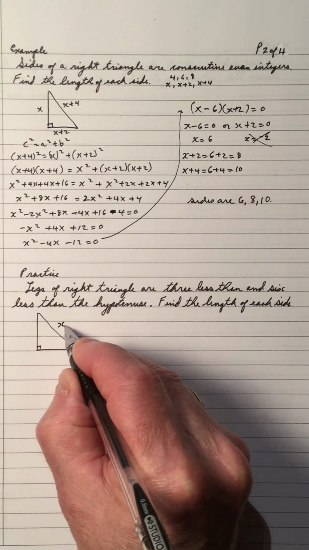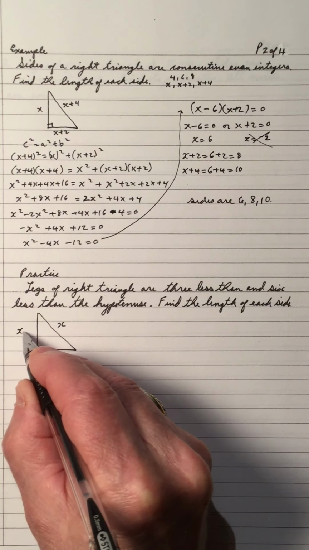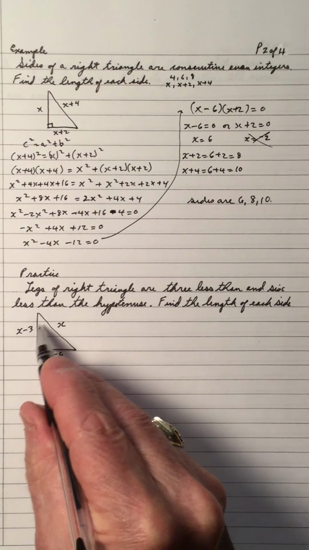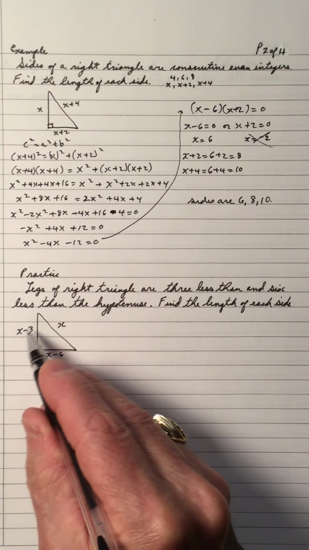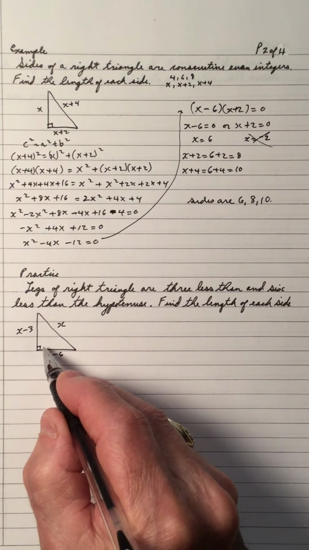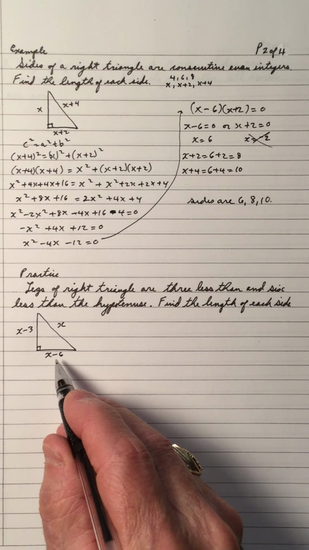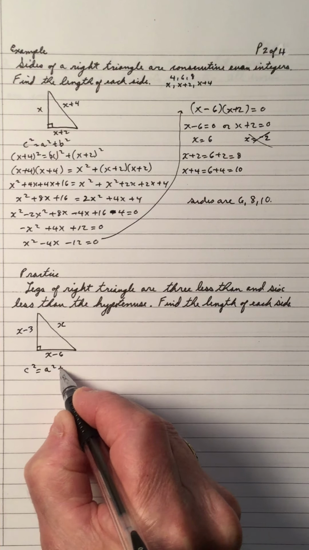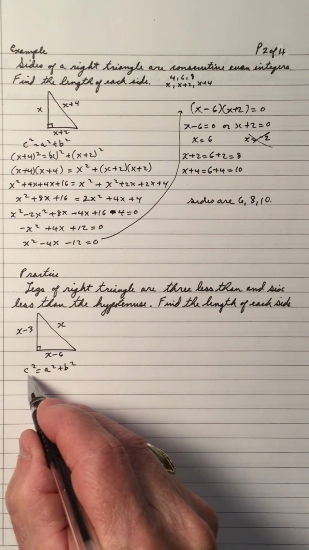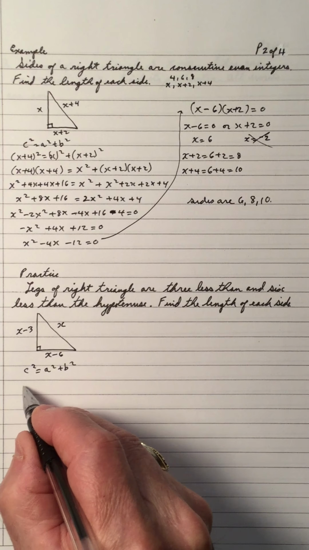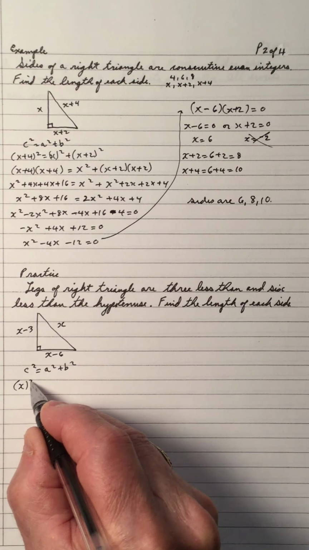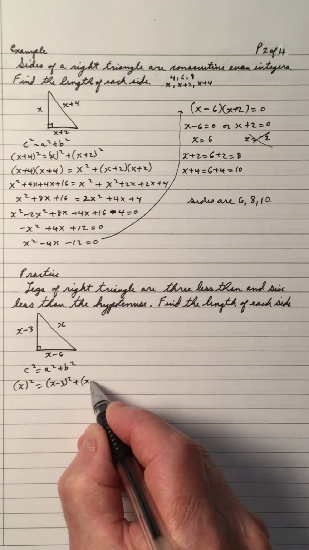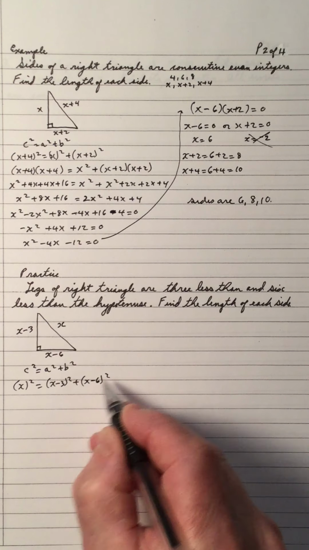So if I let the hypotenuse be x, the legs are 3 less than, so it's x minus 3, and 6 less than is x minus 6. Drawing the diagram tells the person who's marking this question that everything is laid out and I don't have to write the statements. So c squared is equal to a squared plus b squared, the Pythagorean property of a right triangle. And c is the hypotenuse, which is x, and x minus 3 and x minus 6 squared.